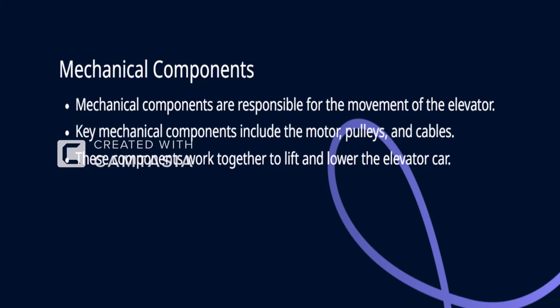Cables or ropes. These strong steel cables support the weight of the elevator car and allow for precise movement when coupled with the motor and pulleys. Without these components, the elevator wouldn't be able to move passengers between floors.